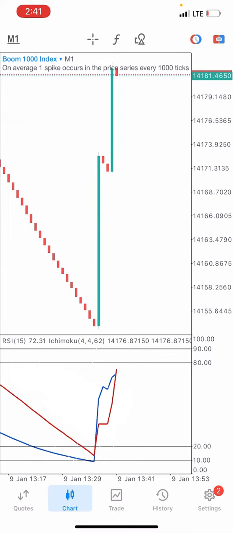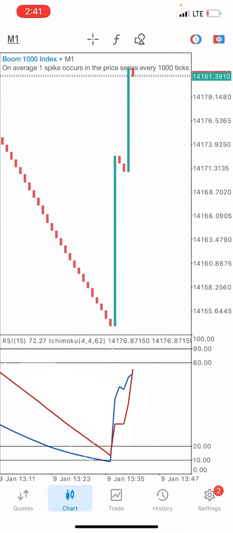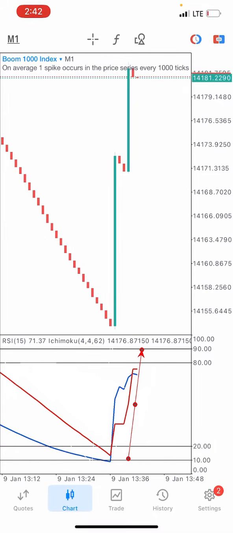Immediately price dropped down to level 10. There was a massive spike right there. So you can use this strategy to catch spikes on boom and crash: B1000, B500, crash 1000, crash 500. Okay, so that's the strategy.